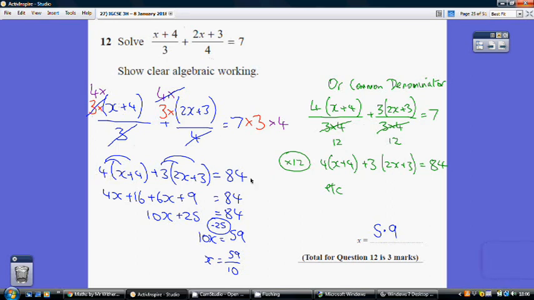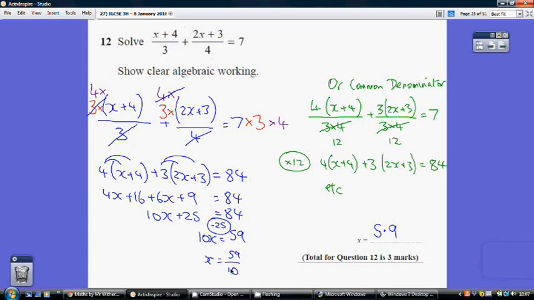Now from then onwards, we've got it all onto one line. We've just got to expand the brackets. So 4x plus 16 plus 6x plus 9. Gather up our like terms. So 10x plus 25 equaling 84. Take away 25 from both sides. Divide by 10.